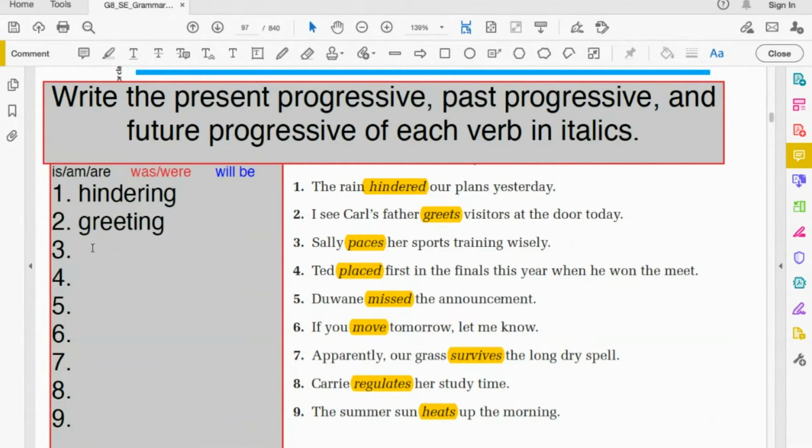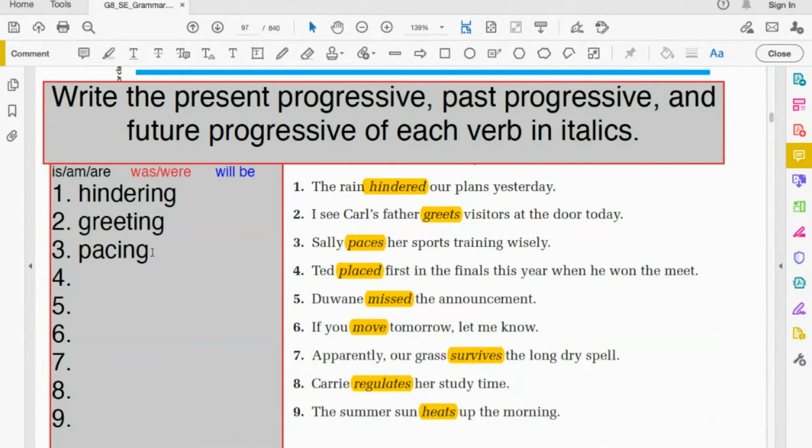Again, you might be saying to yourself, I remember this from last year. Or if you don't remember, you might be saying, oh, this isn't so hard. No, it's not. So, pace, P-A-C-E. But in order to add the ing, I need to drop the E. So, pacing.